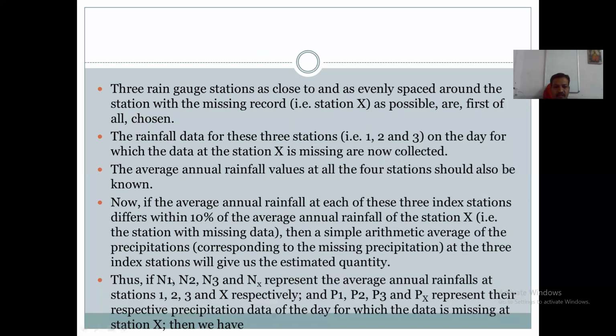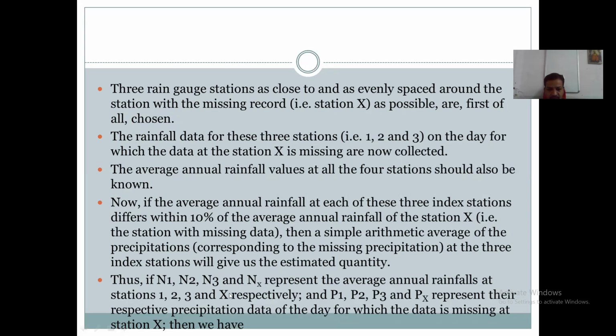If the station names are N1, N2, N3 and NX, they represent the average annual rainfall at stations 1, 2, 3 and X. We know the rainfall data of N1, N2 and N3. N1, N2 and N3 are rain gauge stations, and we know their average annual rainfall, but the value of NX is not known.